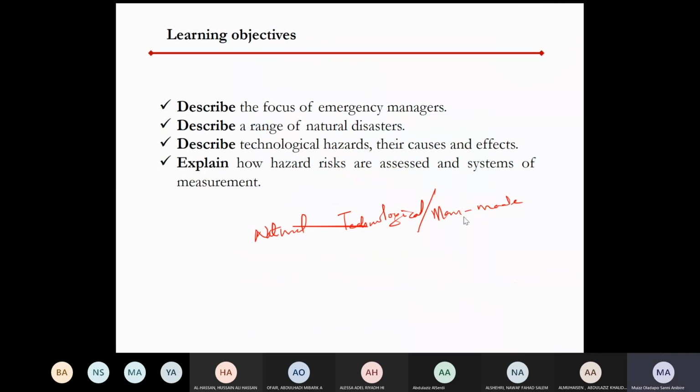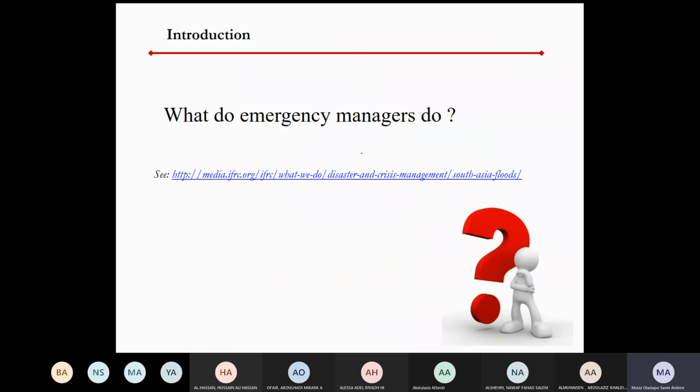So in this course, in this lesson, you should be able to describe the focus of emergency managers, various natural disasters, also technological disasters, their causes and effects, how hazard risk are assessed, and systems of measurement. You should be able to describe all these things.